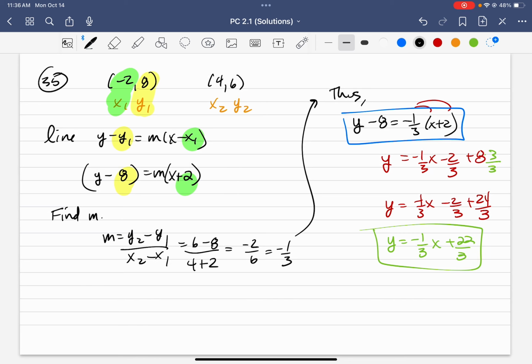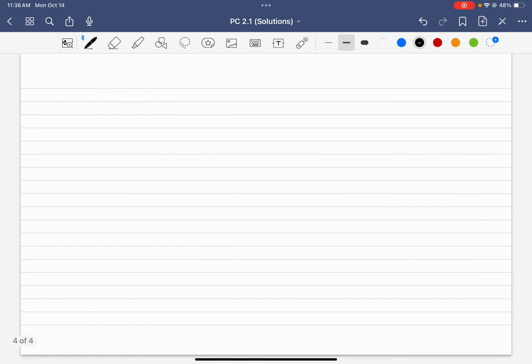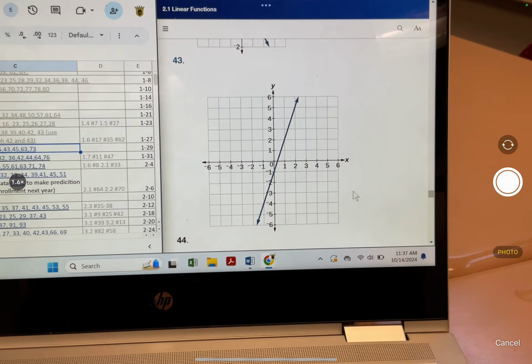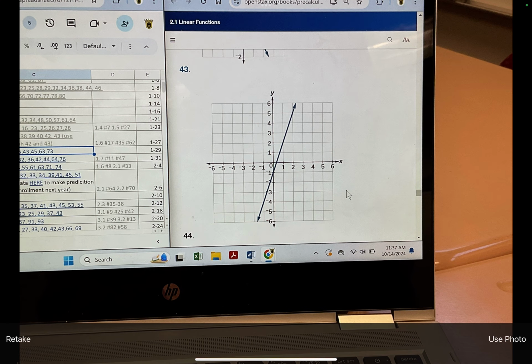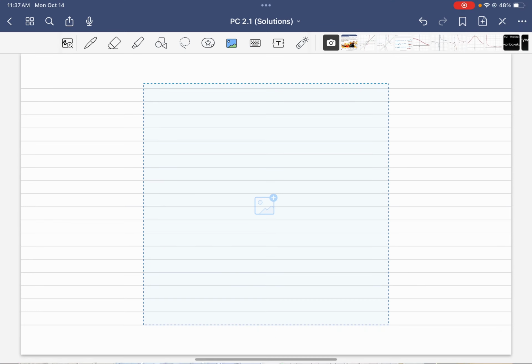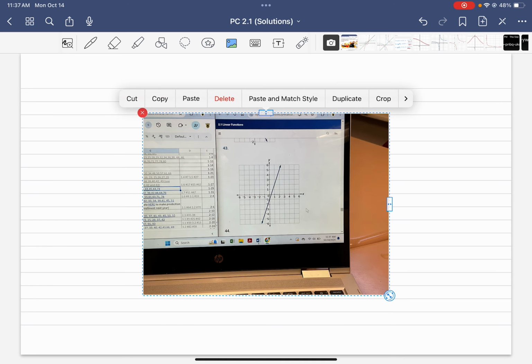So that's 35. If I look at 43, 43 is just telling us to look at a graph and write the equation for what you see. Well, when we look together at 43, it looks like that. So I'm going to use that photo. I'm going to crop.